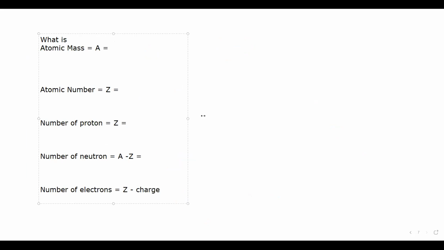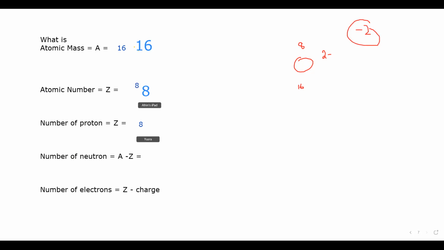And another example, say you have oxygen, which is 8 and 16, and the charge 2 minus. Sometimes they say 2 minus, which is the same as -2. When you use a charge, it is actually -2, but sometimes instead of writing -2, they write 2 minus, so it does not make a difference.